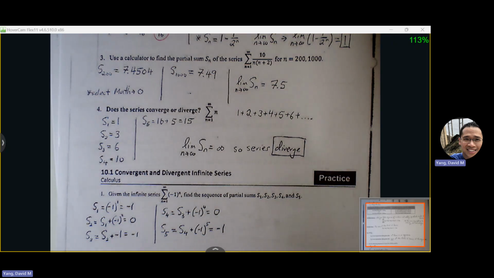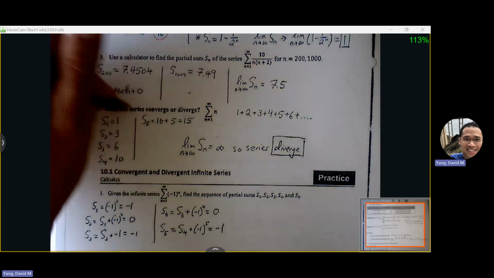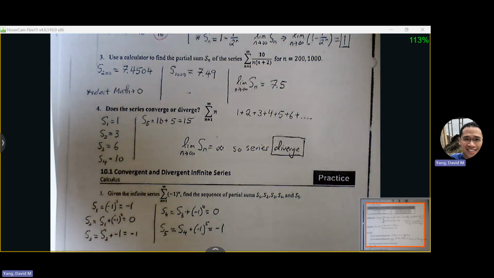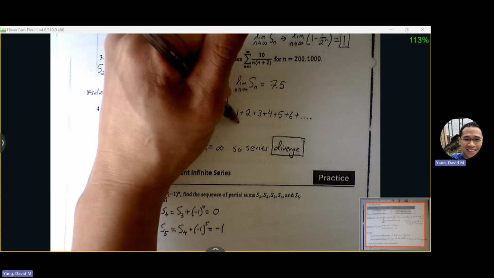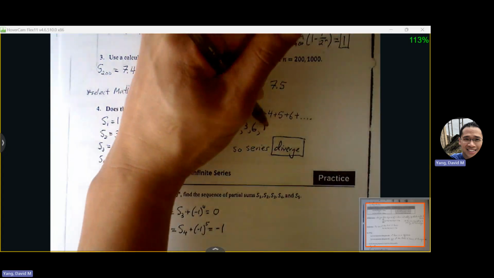partial sum of the first term is just 1. Partial sum of the first 2 terms is 1 plus 2, which is 3. Partial sum of the next 3 terms is 6. And a way to look at that partial sum and be able to tell that this is not going to be a converging series is look at the sequence of numbers there. 1, 3, 6, 10.